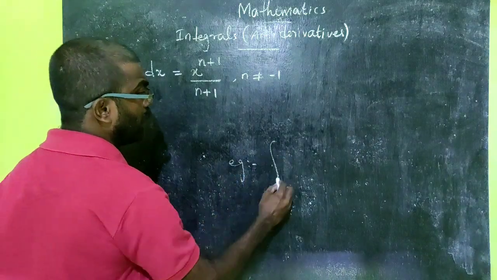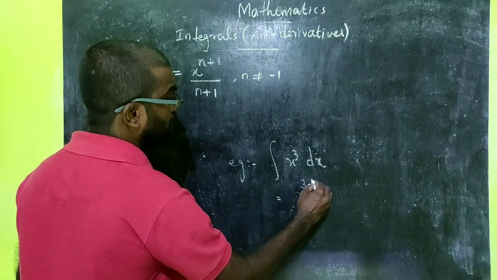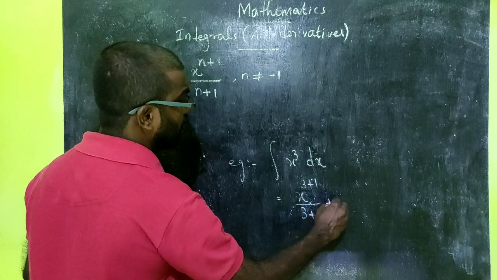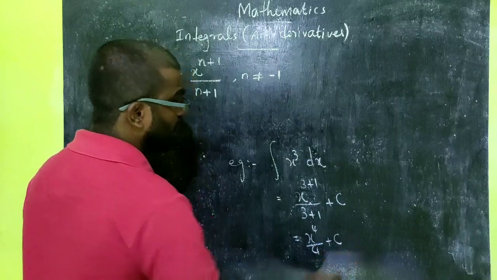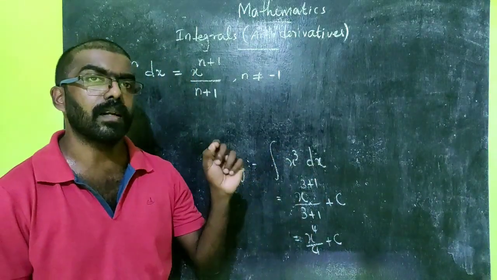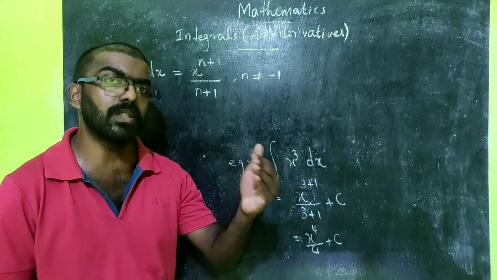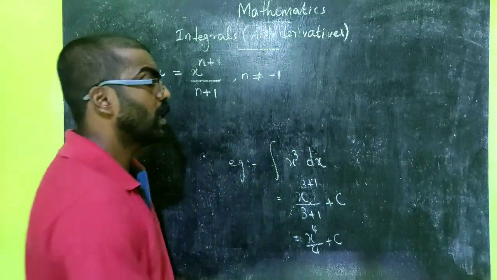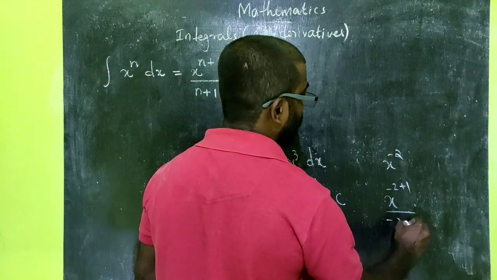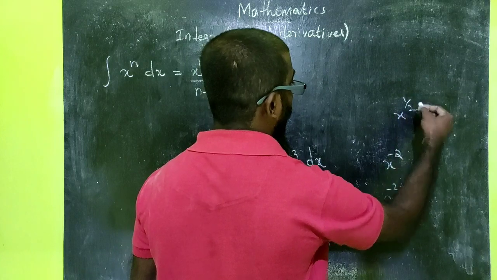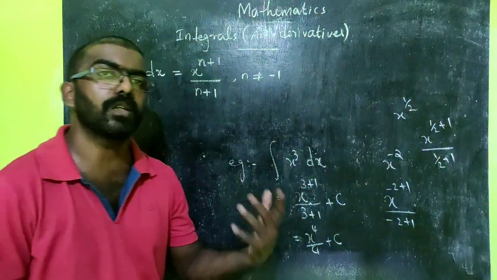For example, integral x cube dx, that is x raised to 3 plus 1 divided by 3 plus 1 plus integrating constant c, that is x raised to 4 by 4 plus c. In the power, we have to add 1 and write that number on the denominator. If it is x raised to 7, x raised to 8 by 8. If it is x raised to minus 2, we can write x raised to minus 2 plus 1 divided by minus 2 plus 1. If it is x raised to 1 by 2, then we can write x raised to 1 by 2 plus 1 divided by 1 by 2 plus 1 and so on.